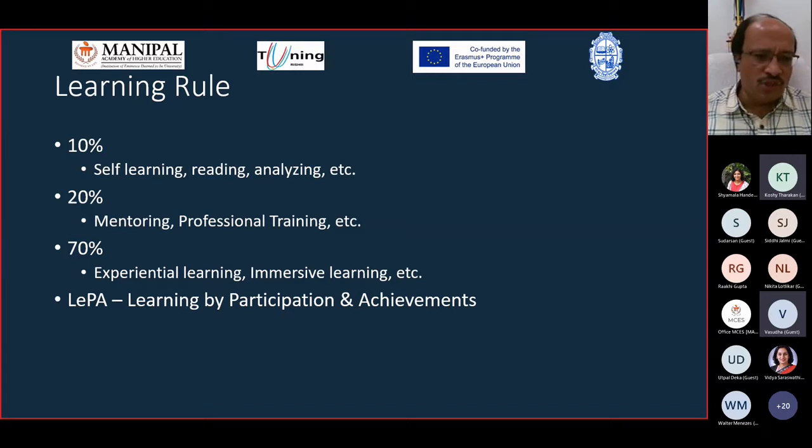MAHE felt that students should be involved in internationalization of higher education so that it will help them in experiential learning and immersive learning. And that is what we have seen for the past 10 to 12 years. Students who are working in this organization are giving us feedback of their learning, and we felt that 70% is from experiential learning.